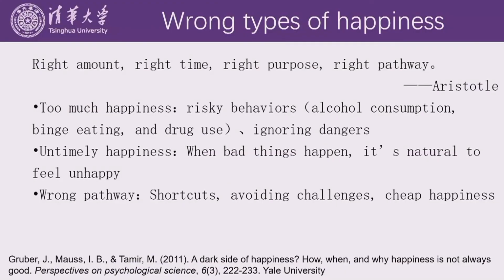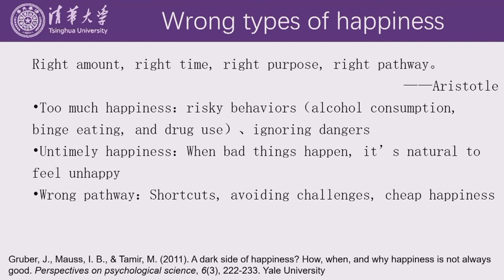And thirdly, wrong pathways. It's not like, okay, I will do anything I can to get happiness. Avoid the shortcuts. For example, it's the Double 11 thing coming, right? If you just spend a lot of money and buy stuff, I'm pretty sure you're very happy on that day, but maybe you are not so happy after 1 month, right? When you see the bill. So don't do the shortcuts. Pursue happiness through meaningful ways.